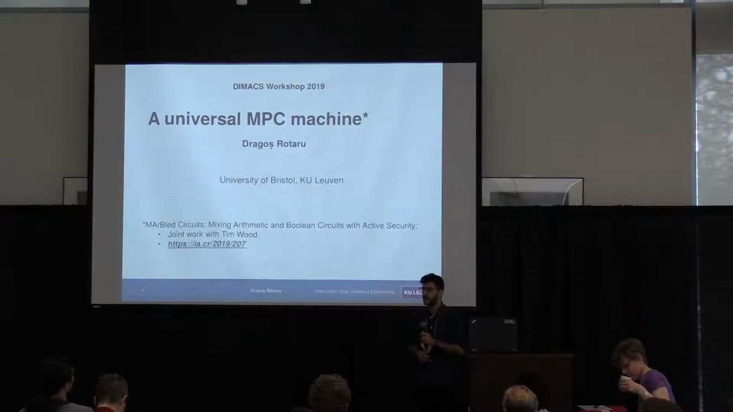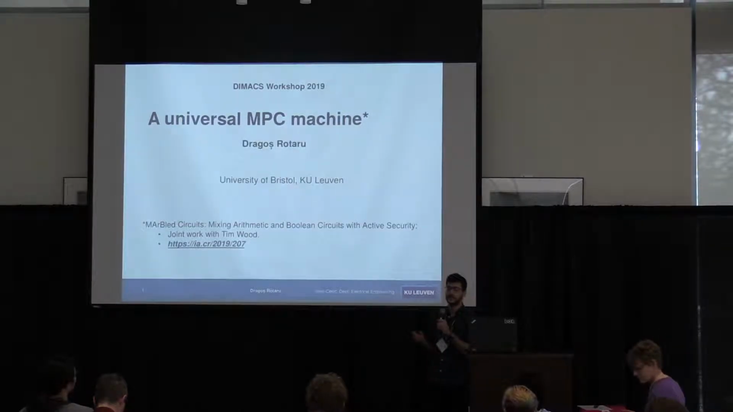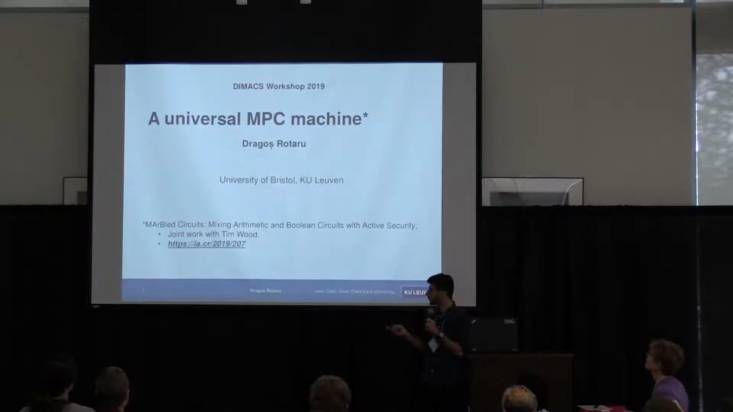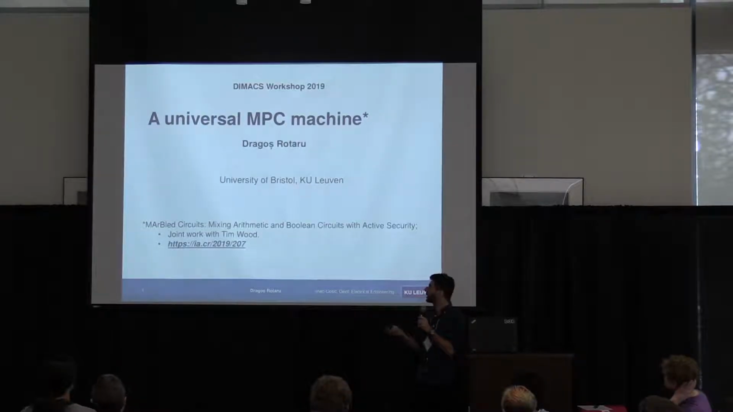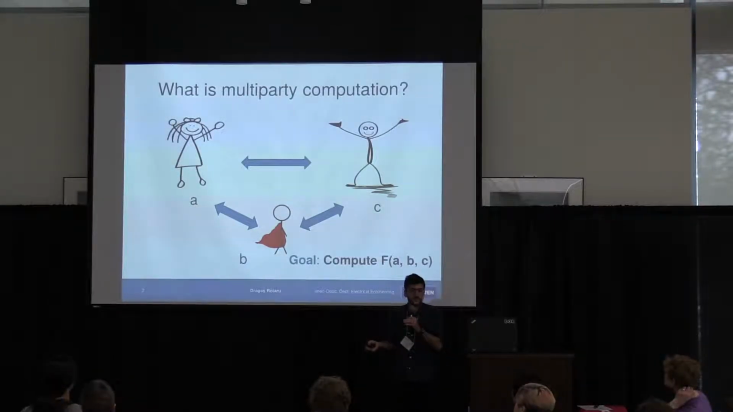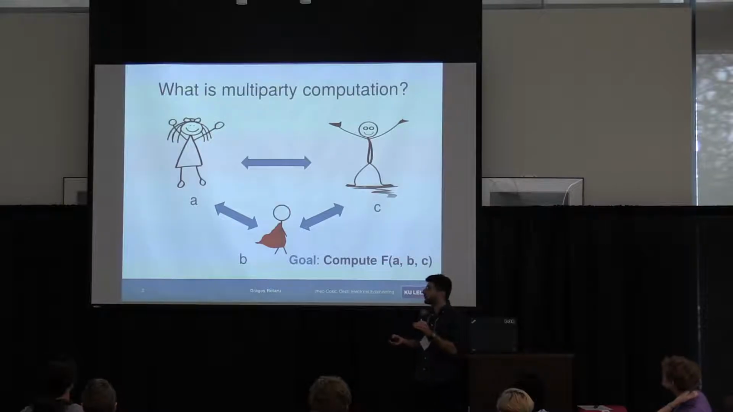Thank you, Ali. First, thanks for inviting me here. This talk is mostly based on joint work with Tim, called Marble Circuits. So what is multi-party computation? Suppose we have three parties, Alice, Bob, and Charlie, who want to compute a function over their inputs while keeping them private. So this is multi-party computation. How can they achieve this?